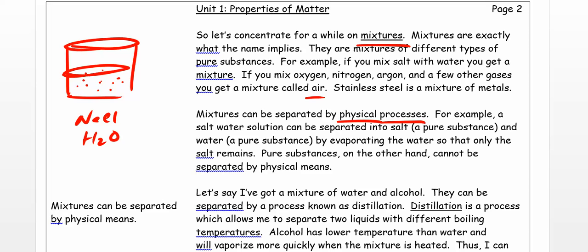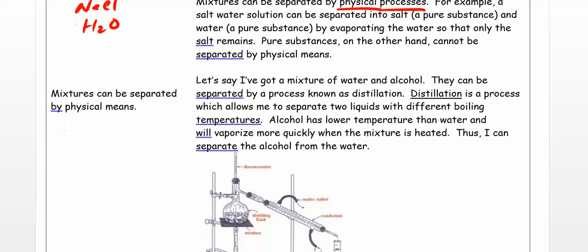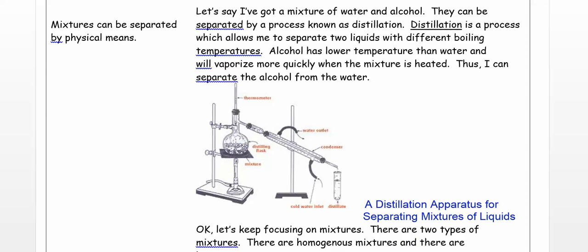So let's say we've got a mixture of water and alcohol. They can be separated by a process that's known as distillation. I want to describe the distillation process for you. Distillation is a process which allows me to separate two liquids with different boiling points, different boiling temperatures. That's critical. So alcohol has a lower boiling temperature than does water, right? And will vaporize more quickly when the mixture is heated. Thus, I can separate the alcohol from the water.